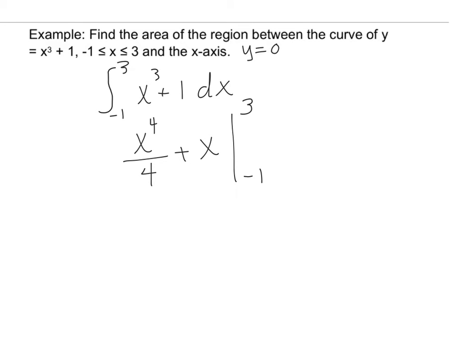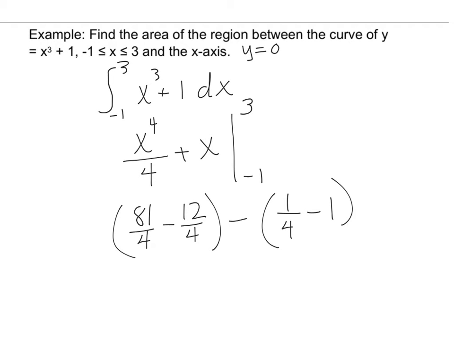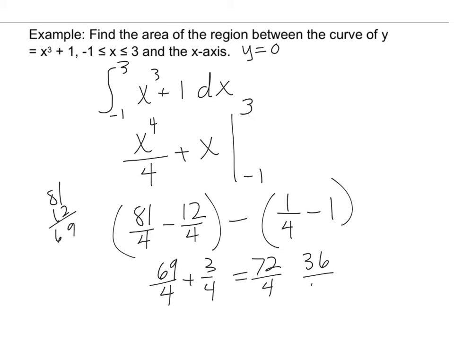So 3 to the fourth power is 81, and then I'm going to go ahead and change that, minus, and then this will be 1/4 minus 1. So this would be 69, that seems right, 69 fourths. And then this would be 1/4 minus 1, so -3/4, plus 3/4 would be 72 fourths, which probably reduces to 36 halves, and that's 18. So we've done these before. These are pretty simple.